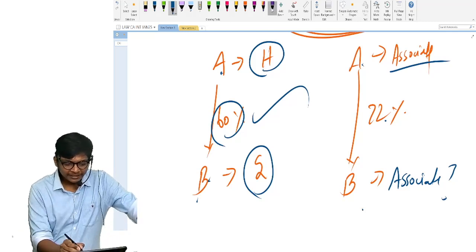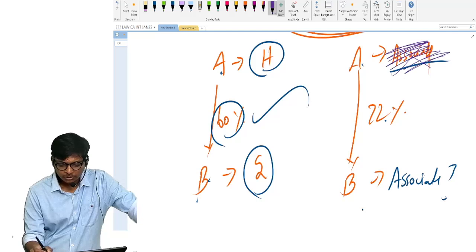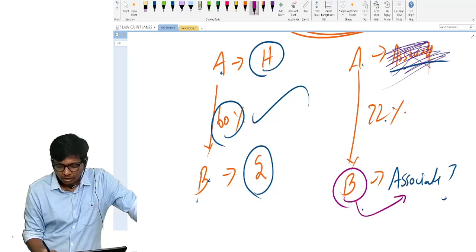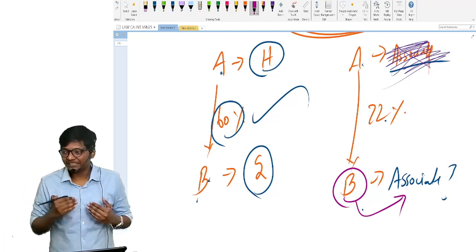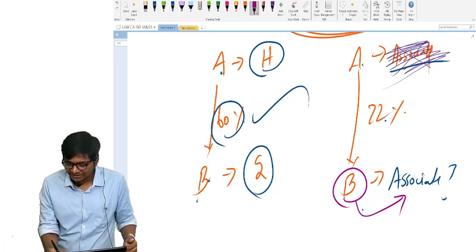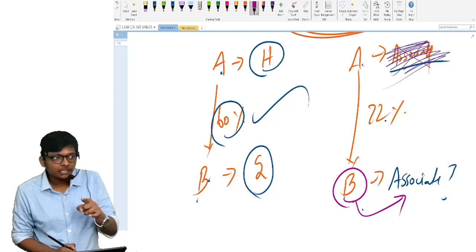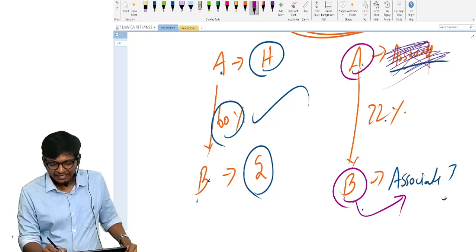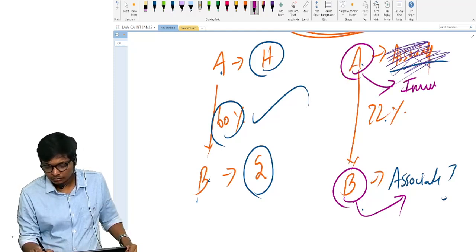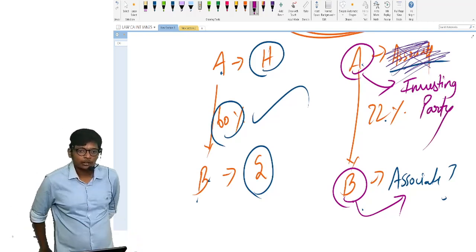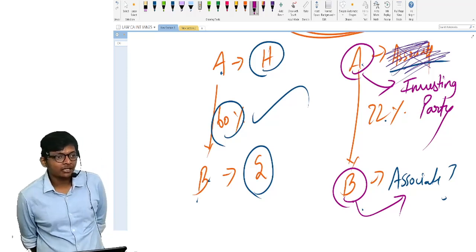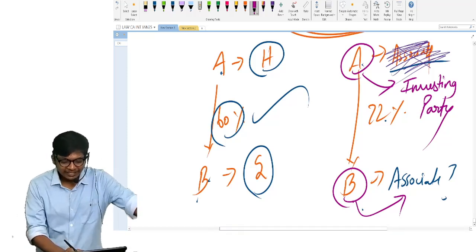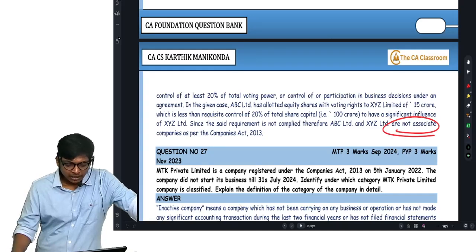So associate is not this. It's wrong. B only is called associate, the one in whom you have significant influence. I have significant influence in B. Therefore, B is associate. A is known as the investing party. Are you following, guys? So who is investing? He has invested 22%. He is called the investing party. The other person only is associate. Are you getting it, guys?